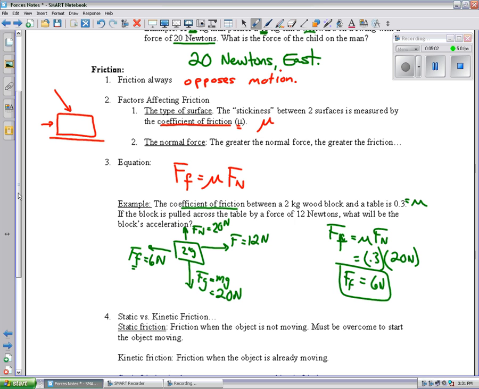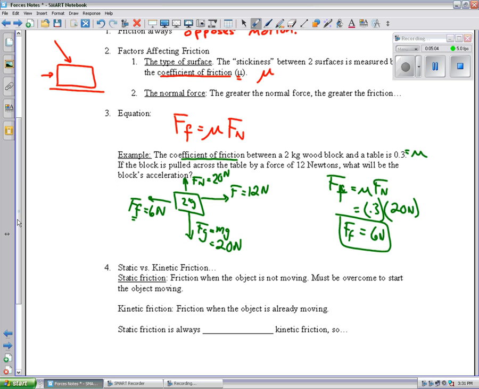Now we have our free body diagram drawn and all of the forces figured out. The next step is always to do an F net equation. So F net equals ma. The 20 down for gravity is going to cancel the 20 up for the normal force. And then for our net force, we have 12 pulling it right, 6 pulling it left. They're in opposite directions, so we're going to subtract. The mass is 2 times A. And when we solve this, we're going to end up with A is 3 meters per second squared.